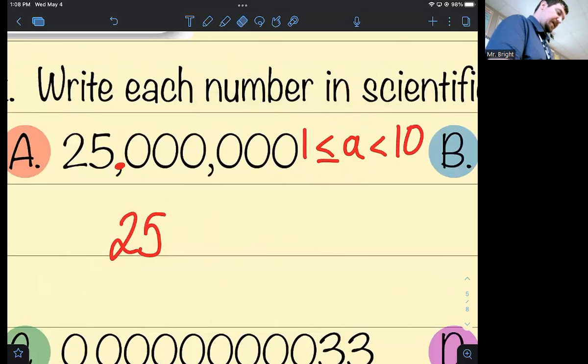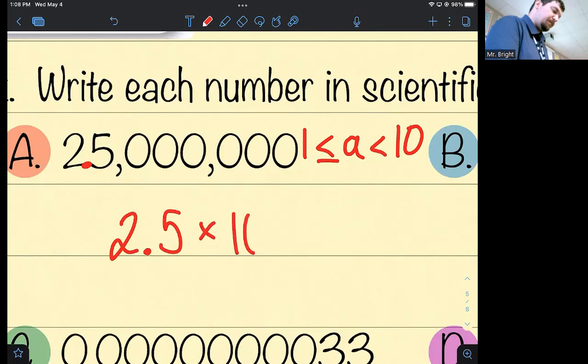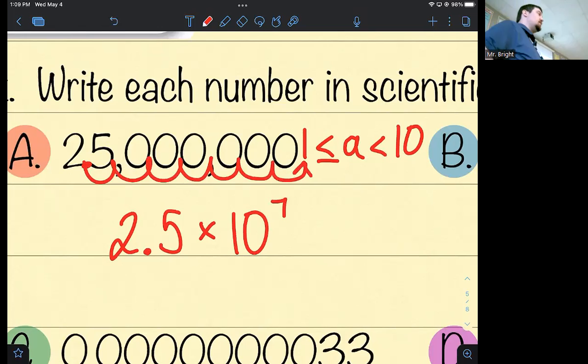So we have to put the decimal after the 2, which makes it 2.5, which does fall in that range of 1 to 10. Then we're going to multiply by 10, and we're going to count how many times it would take us to get it back to its original spot, which is obviously at the end. So 1, 2, 3, 4, 5, 6, 7, times 10 to the 7.